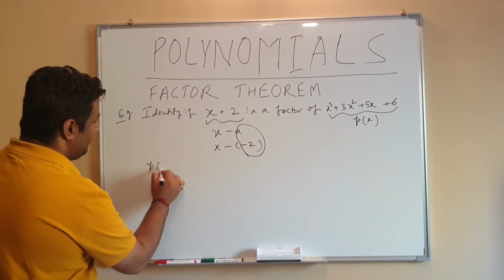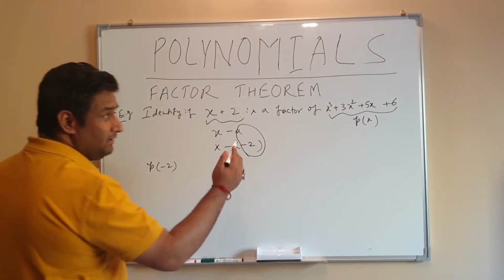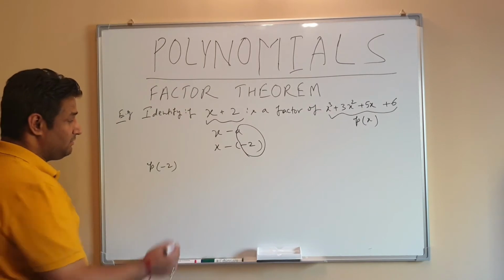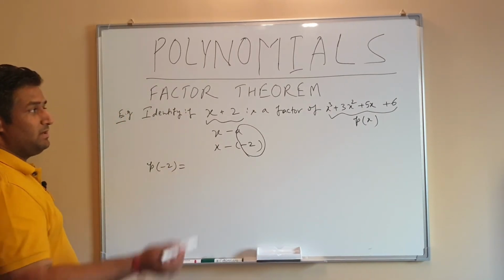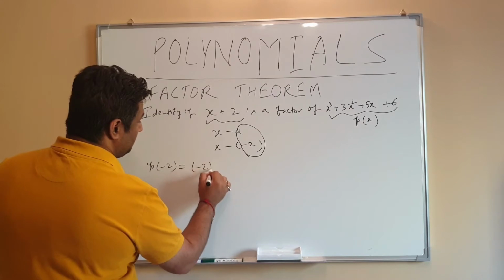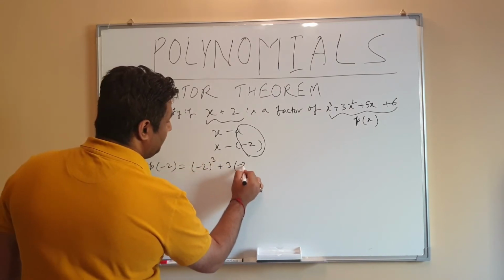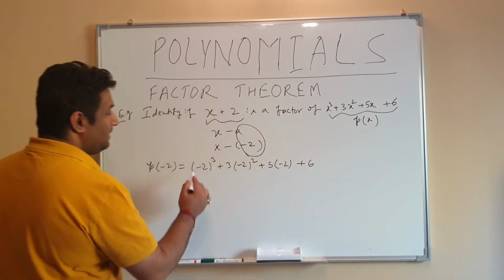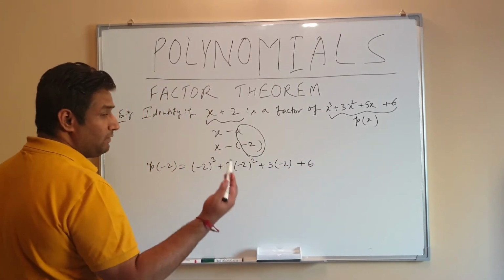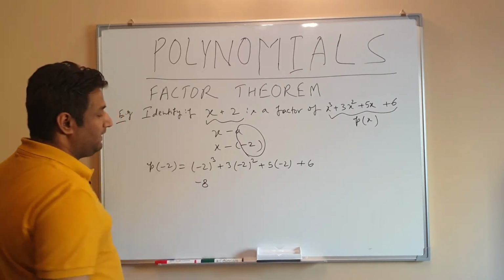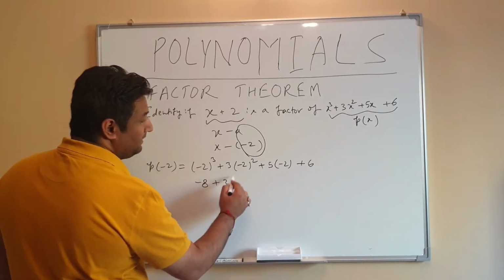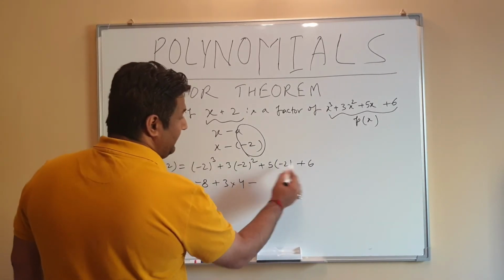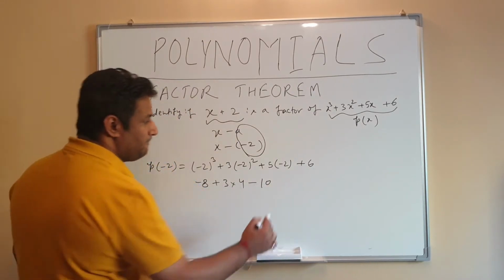So basically we have to find p of negative 2 for this particular term, and if it comes to be 0, that means it's a factor, otherwise it's not. It is as simple as that. So in place of x, I'll write negative 2. So negative 2 cube plus 3 times negative 2 square plus 5 times negative 2 plus 6. Now negative 2 cube is negative 2 times negative 2 times negative 2, which is negative 8, plus 3 times negative 2 square, which is obviously positive 4, plus 5 times negative 2, which is negative 10, plus 6.